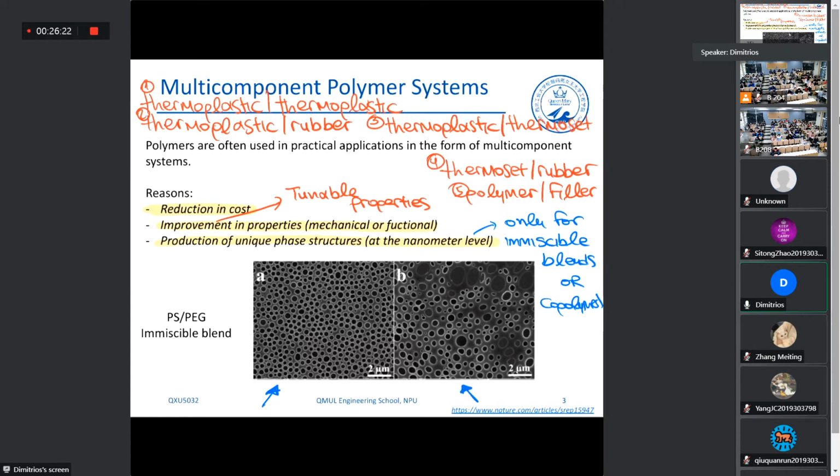And a phase structure like that is seen in these pictures, where we have an immiscible blend of polystyrene and polyethylene glycol. You can see that these materials are not miscible. They cannot be blended in order to create one homogeneous phase, and their immiscibility leads to the production of this spherical structure with diameters in the nanometer level, okay?